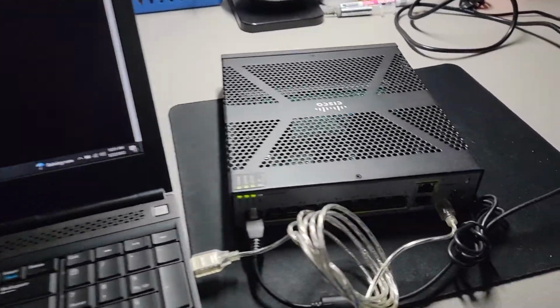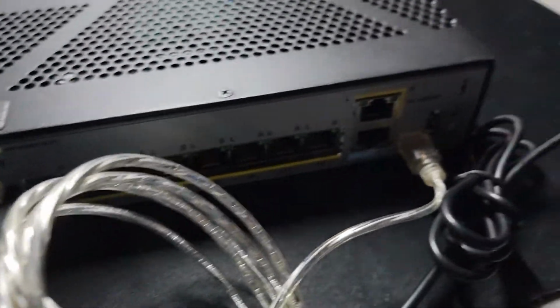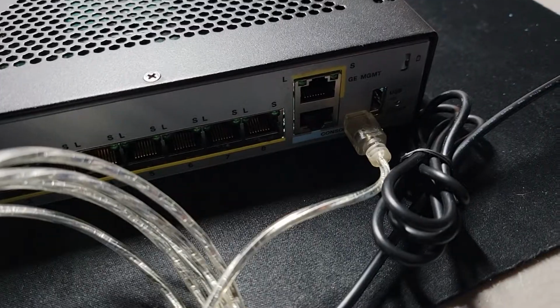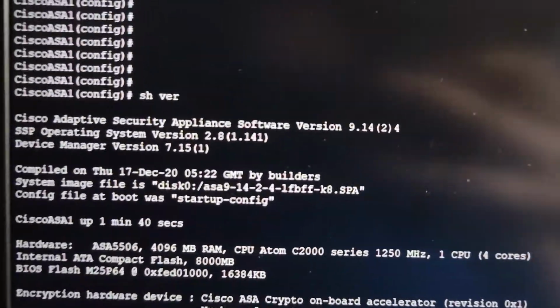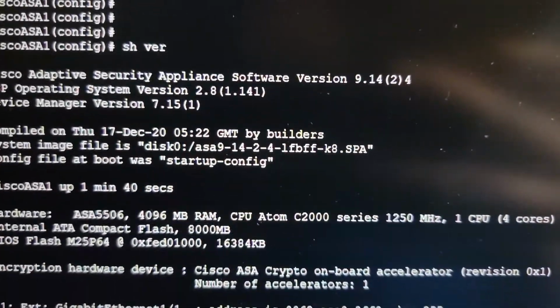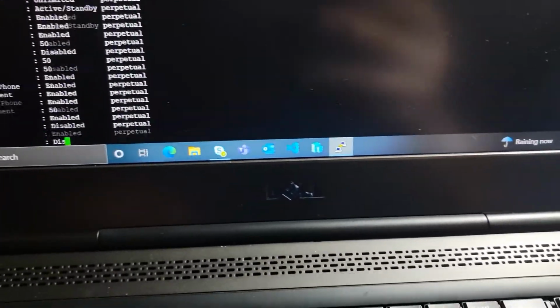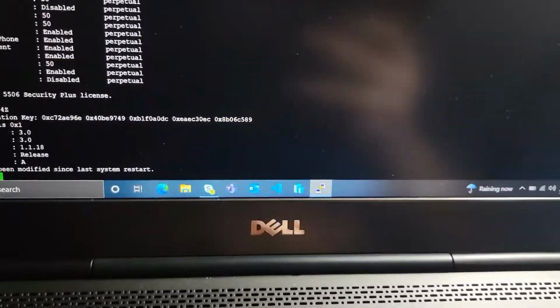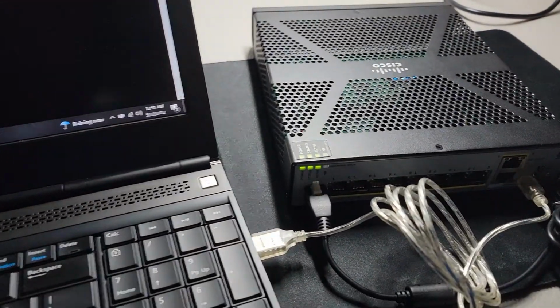Okay, so we are back. We have the ASA fully powered on. We are connected via a USB serial console to my laptop here, and as you can see, we are booted. We have our Intel Atom, we have the flash, everything's looking good there, and we can increase lines and all the other fun stuff, so it's working.